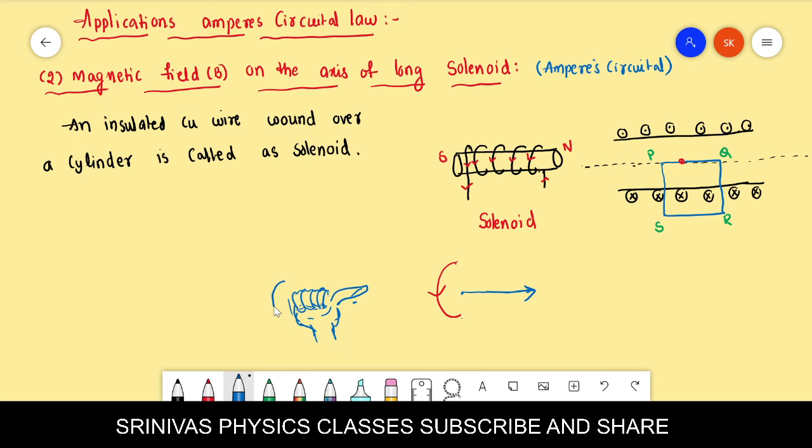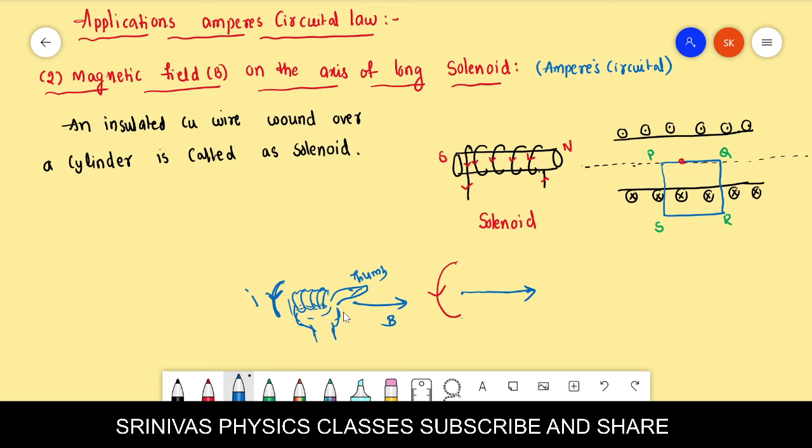The curled fingers are indicating the current. Current is flowing like this. And what about the magnetic field? Magnetic field is like this there. Thumb indicates the magnetic field. The converse is also true. If thumb indicates the current, curled fingers indicate the field. If curled fingers indicate the current, thumb indicates the field.